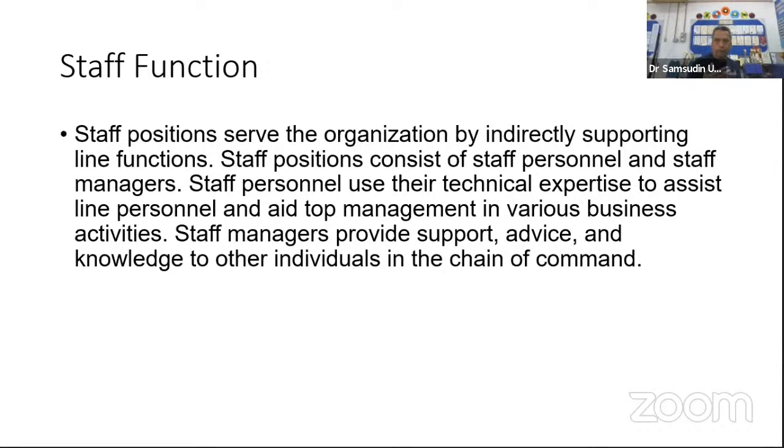Of course, this one also can give a very bad reputation to the line function. Okay, so there is an effect, there is a coordination. We have to make sure there is good coordination between the staff function and the line staff role.